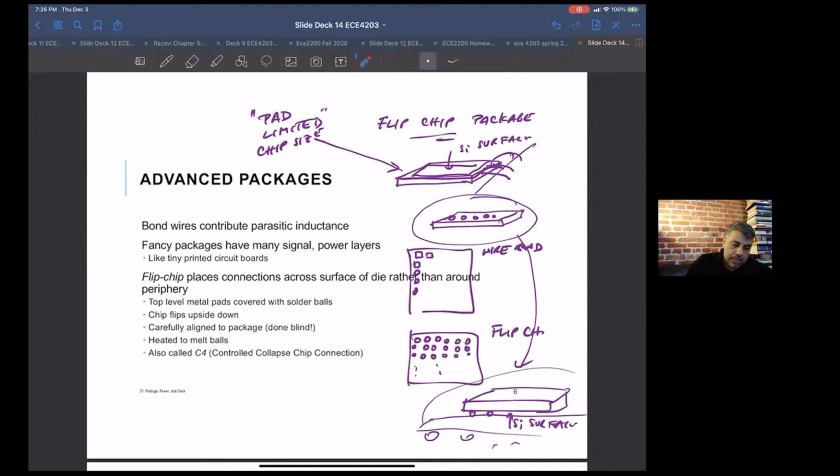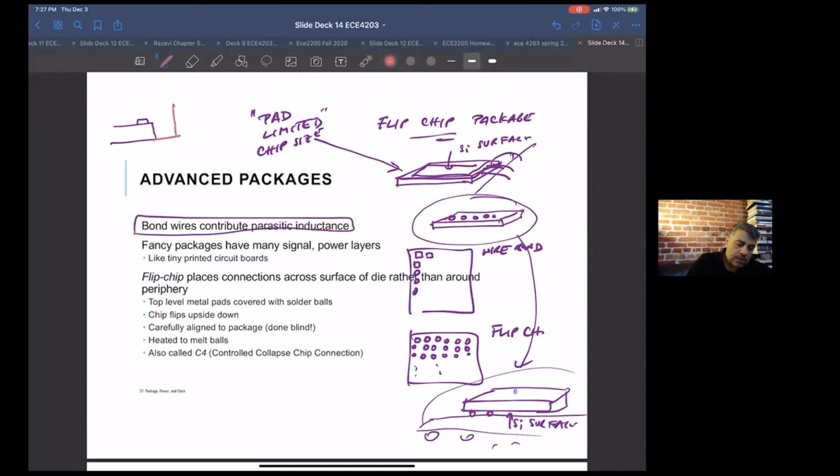Another reason to have the flip chip is that one of the big problems on the chip's inputs and outputs is these wire bond inductances. So what you have is, let's say I'm just going to draw the edge. So let's say this is the edge of your chip, and this is your package. Just looking at the cross section at the edge.